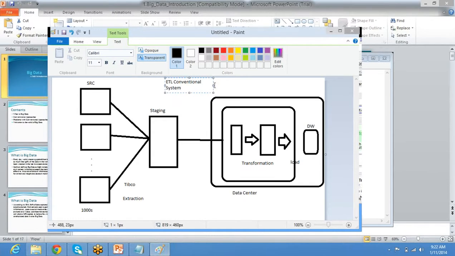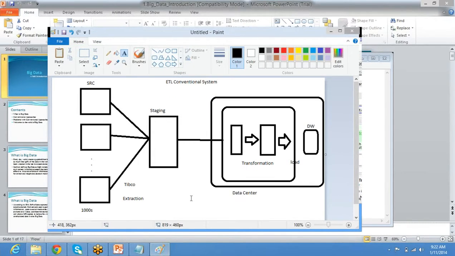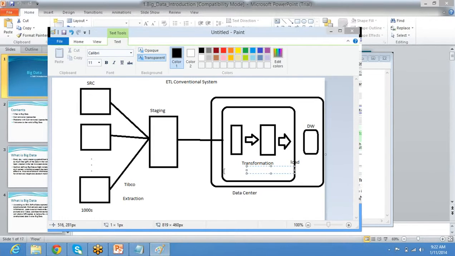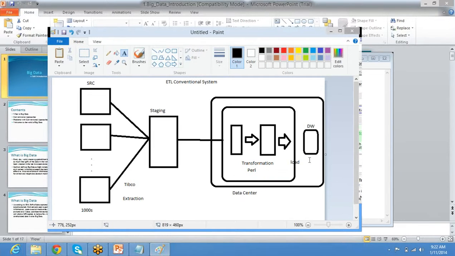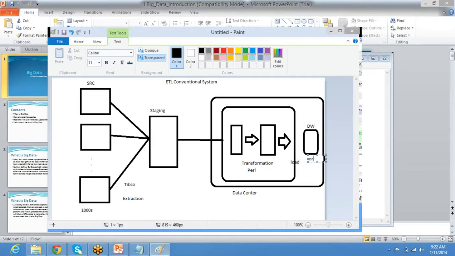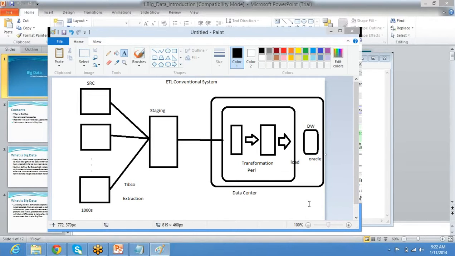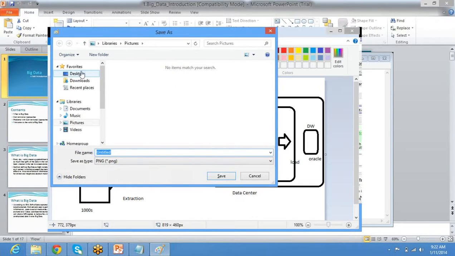For our big data setup, almost all the components will be changed. All the components will be different. Even for the extraction we won't use TIBCO. For transformation we won't use, let me write, suppose this is the Perl DW, I should write. If you want I can share this figure with you.